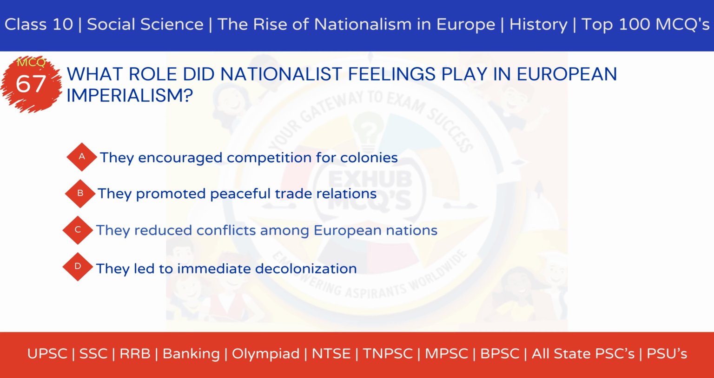MC 67. What role did nationalist feelings play in European imperialism? Option A. They encouraged competition for colonies. Option B. They promoted peaceful trade relations. Option C. They reduced conflicts among European nations. Option D. They led to immediate decolonization.